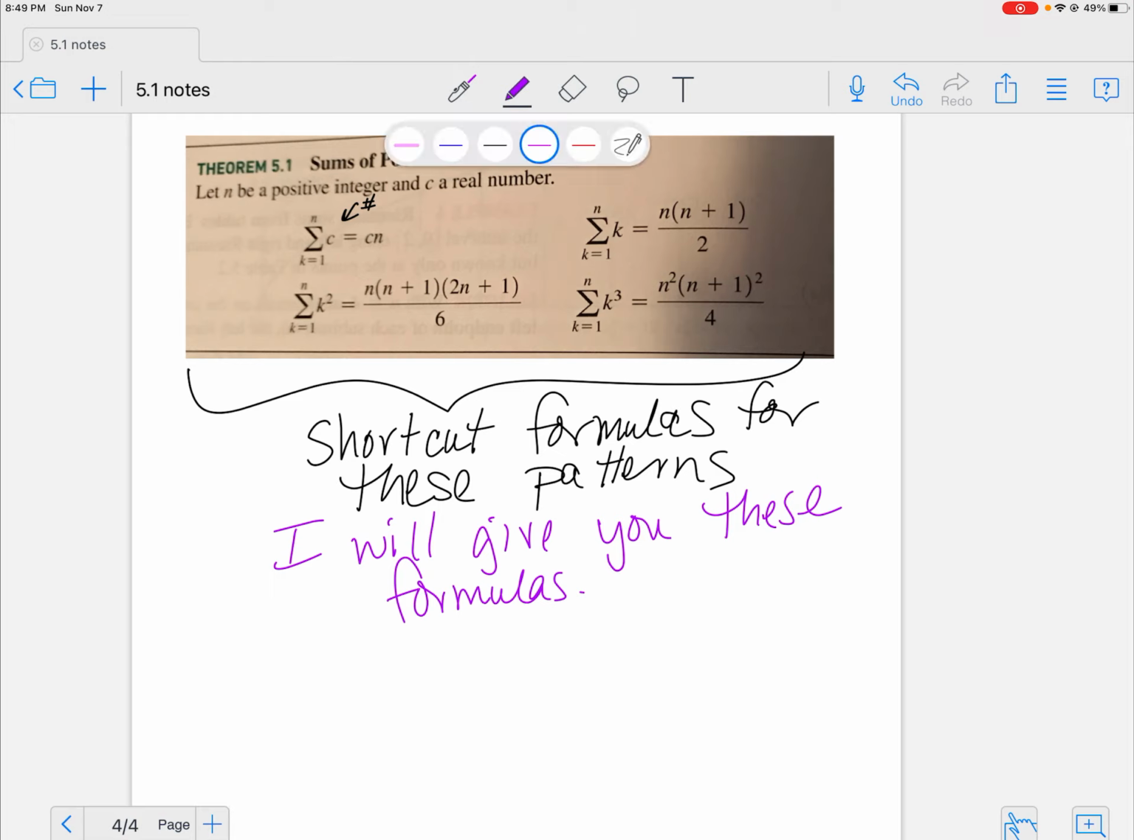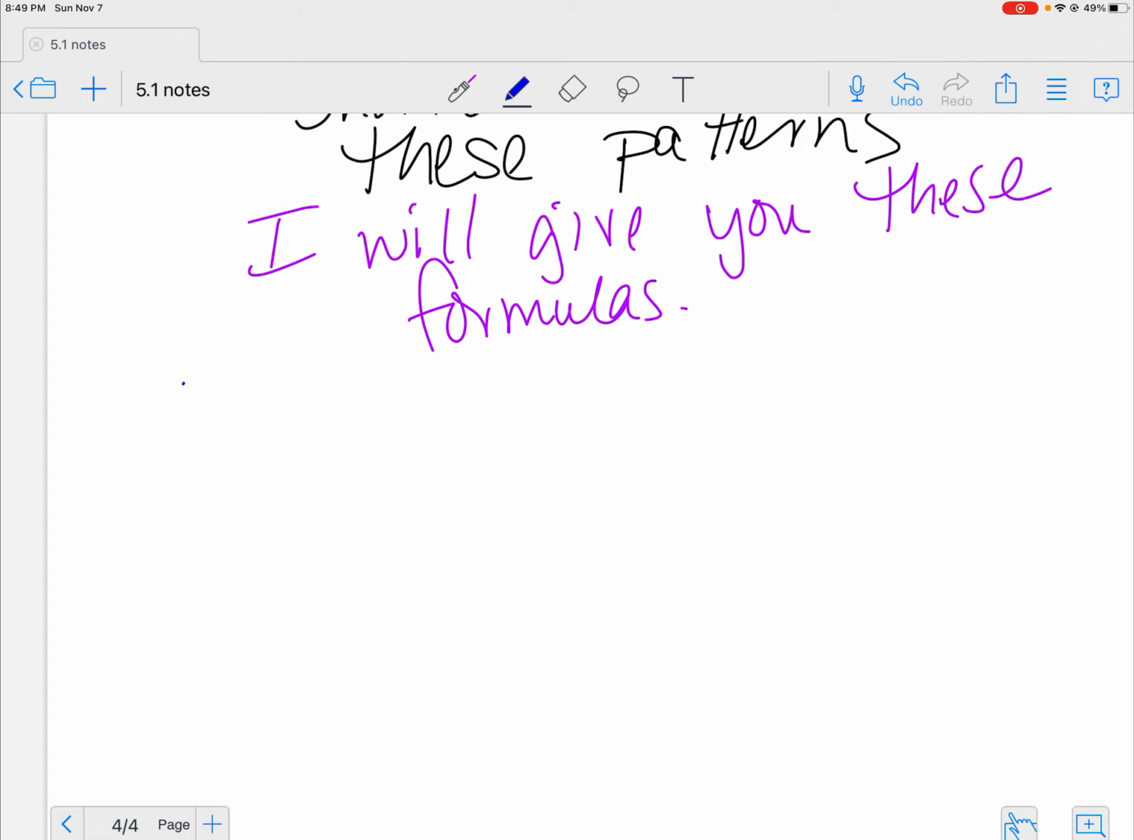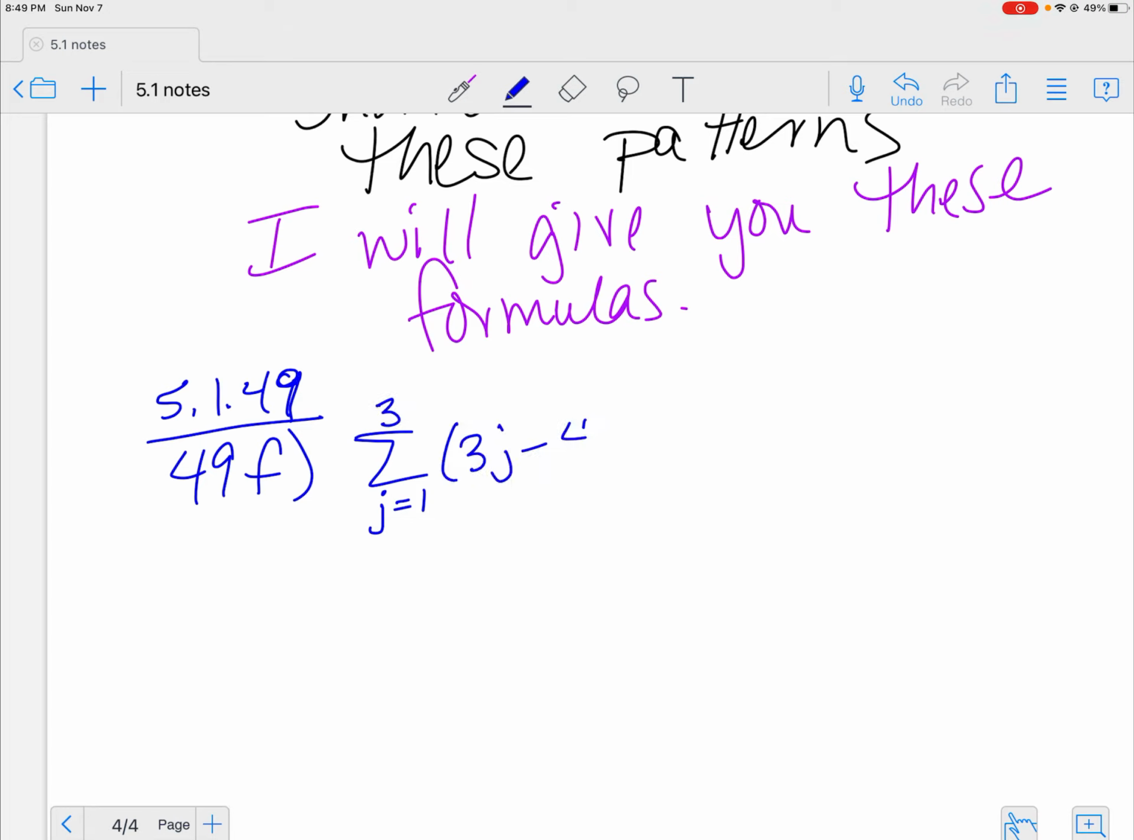Okay, I'm going to do a couple of examples here, and then we'll call it good. So here's our first one. Let me zoom this in here just a tad. 5.1.49 is what we're going to look at here, and this is F. There's a lot of parts to these. It doesn't have to just be a K. If I have J equals 1 to 3 of 3J minus 4, it doesn't matter. As long as your variable matches whatever it is that you're using as a variable in the base of your sigma, that is fine.